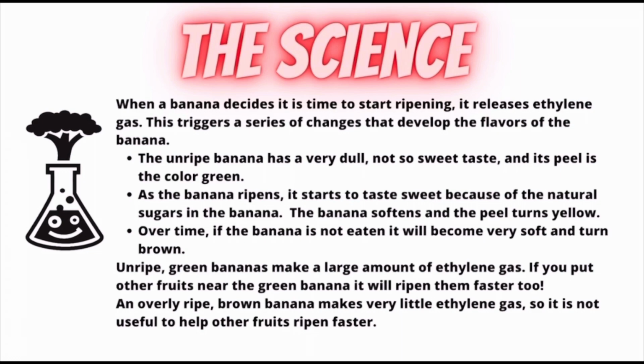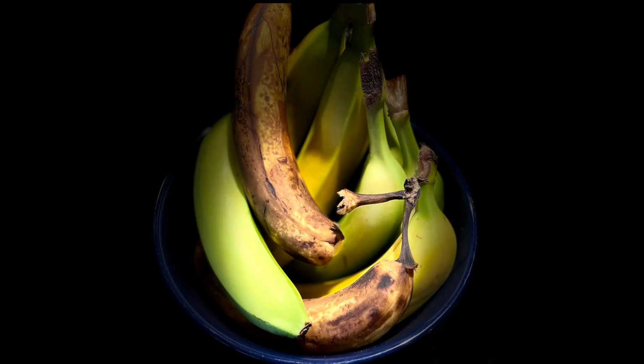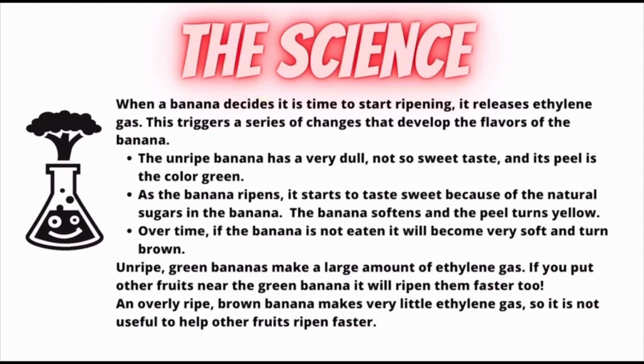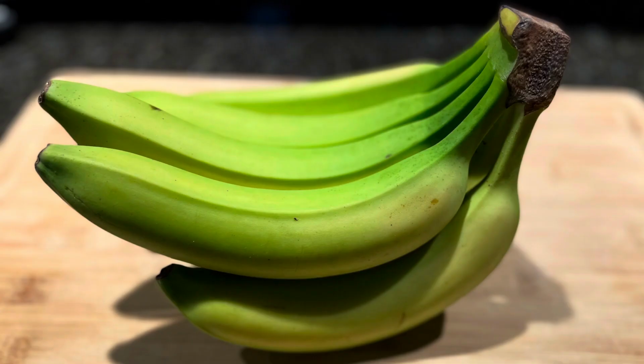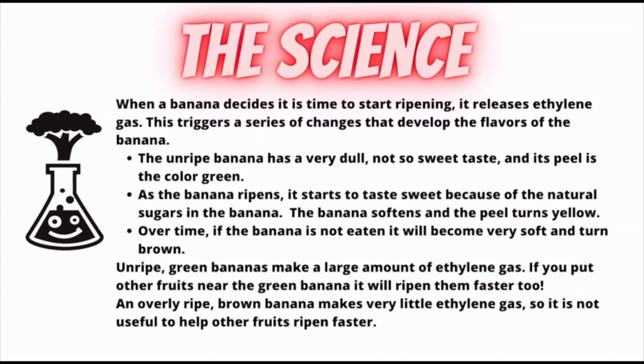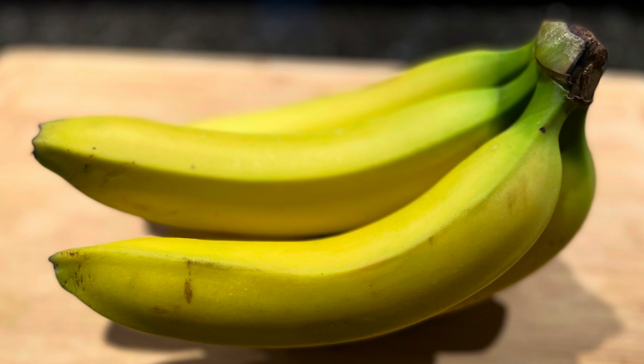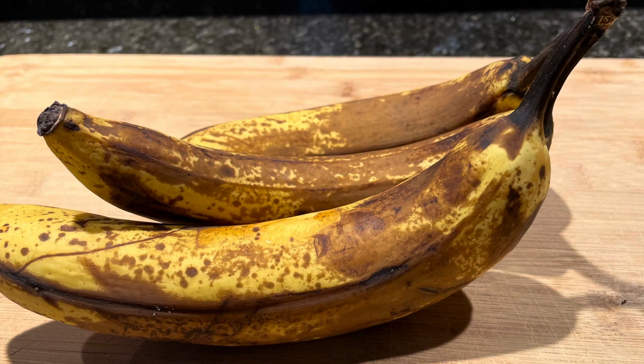So here's the science. When a banana decides it's time to start ripening, it releases ethylene gas. This triggers a series of changes that develop the flavors of the banana. The unripe banana has a very dull, not so sweet taste, and its peel is the color green. As the banana ripens over time, it starts to taste sweet because of the natural sugars in the banana. The banana softens and the peel will turn yellow. Over time, however, if the banana is not eaten, it will become very soft, mushy, and turn a brown color.